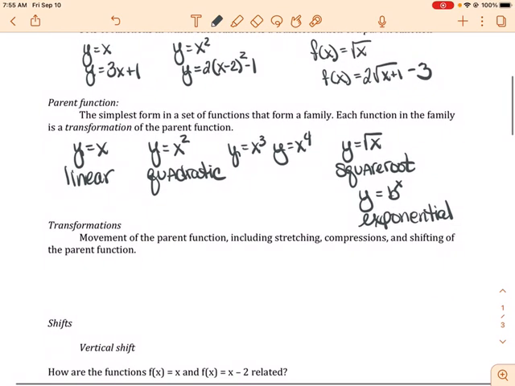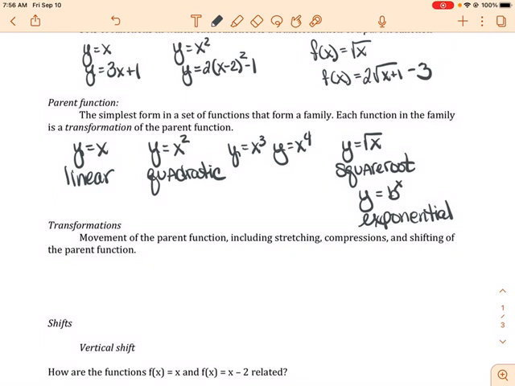Now, the transformation is a movement. In other words, we're going to take the parent function and move it left, right, up, down. We're going to stretch it. Is it a scale? Is it a vertical compression? Did I elongate it? Did I stretch it horizontally? Those are transformations. So you have different transformations.